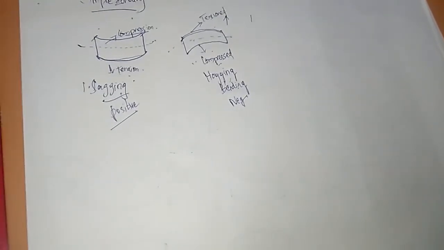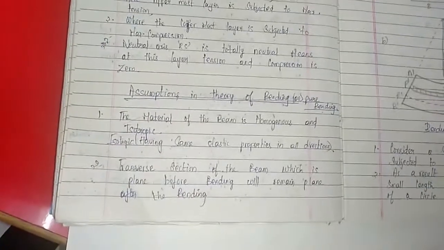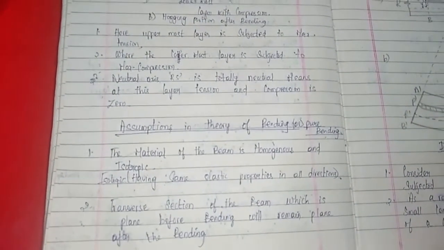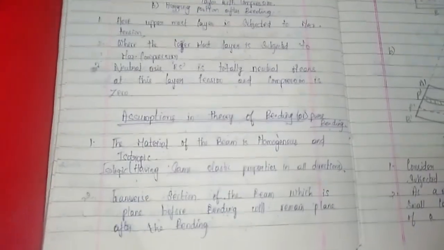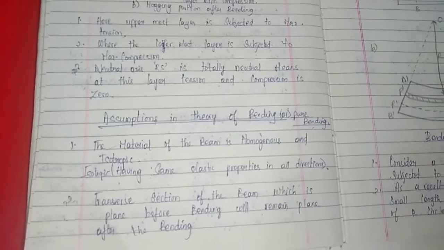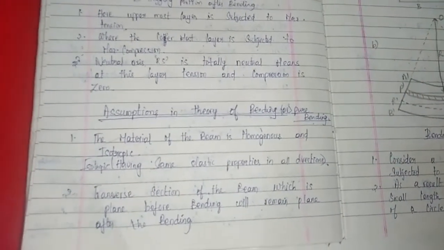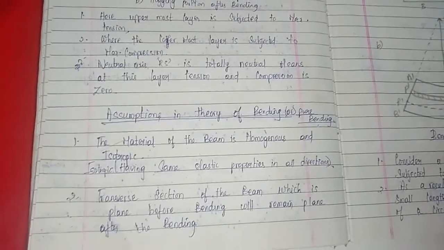Next, we are going to see some assumptions in the theory of pure bending. These are simple assumptions. There are six assumptions, very simple, so it's very easy. I will explain them. The first assumption: as you already know, theory of bending is that due to the application of a load the beam will tend to deform. Deform means a change in shape or dimension.